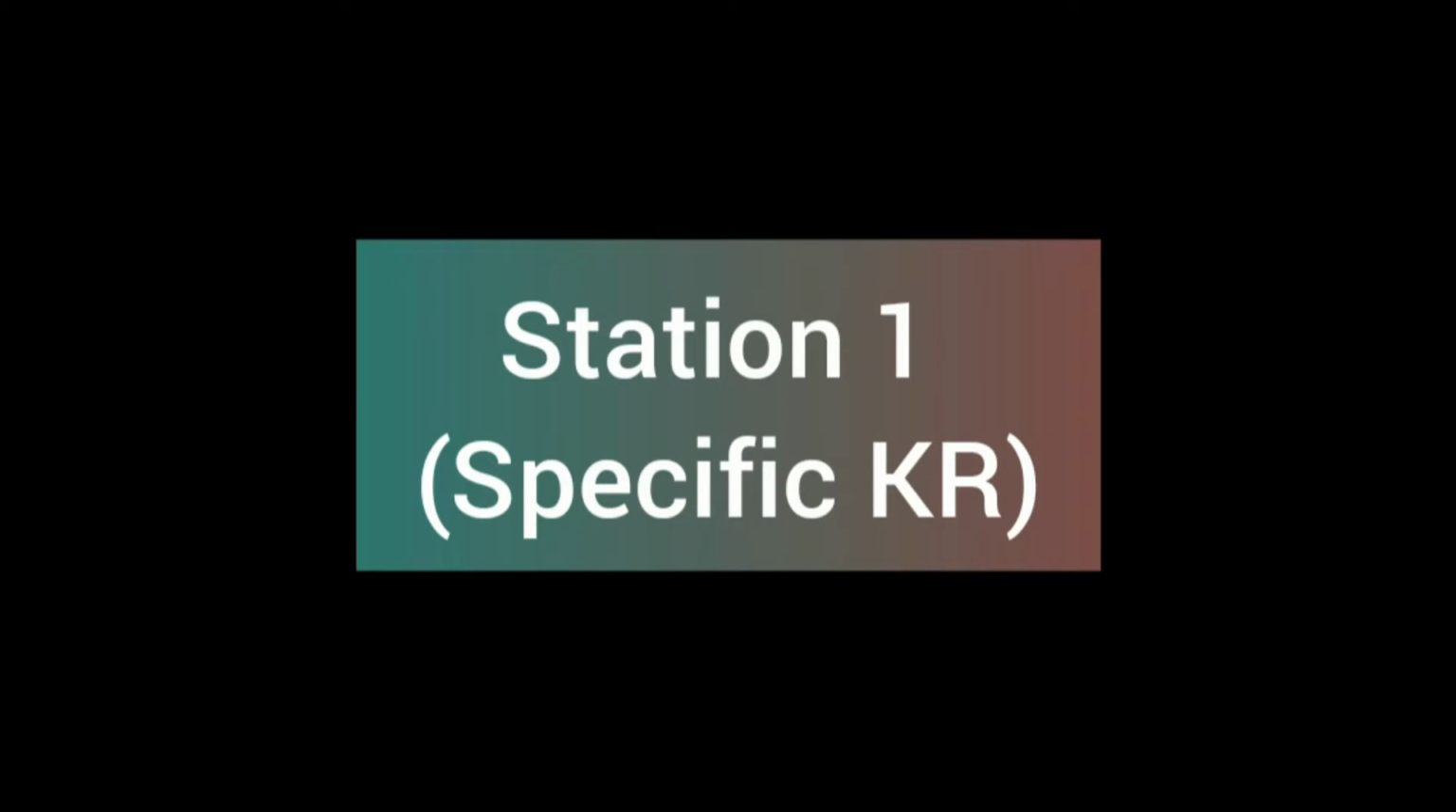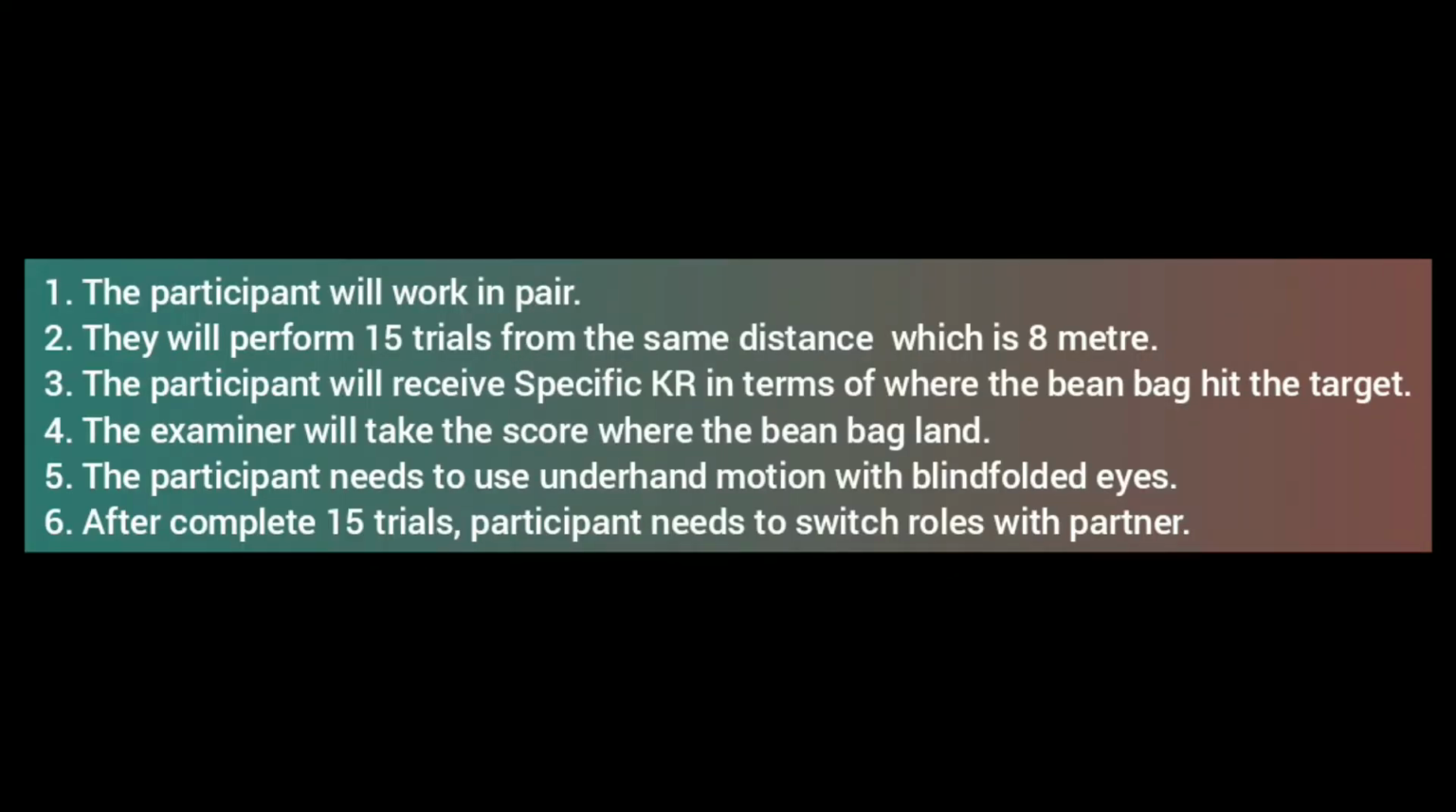Station 1, specific KR. The participants will work in pairs. They will perform 15 trials from the same distance, which is 8 meters. The participant will receive specific KR in terms of where the beanbag hit the target. The examiner will record the score where the beanbag lands. The participant needs to use an underhand motion with blindfolded eyes. After completing 15 trials, participants need to switch roles with their partner. Example of the test.